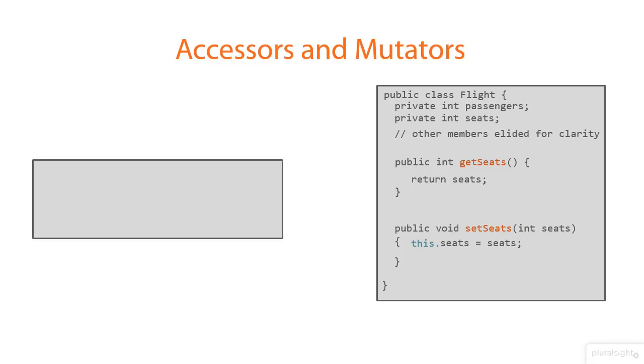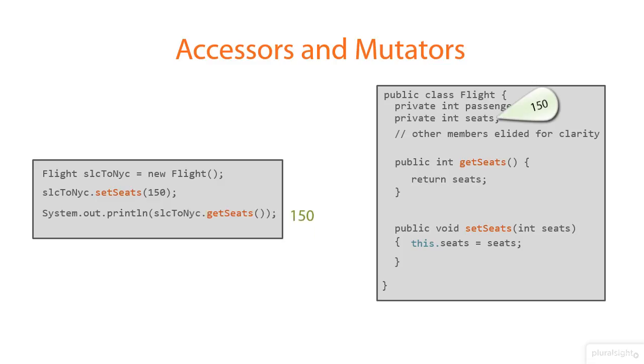If we go ahead and set up some code, we create an instance of our flight. If I want to set the number of seats, I simply call our SLC to NYC reference, again setSeats, pass in 150, and that would set the value of seats to be 150. To get the value back, I simply call getSeats against SLC to NYC, and it returns back the value we set, 150.